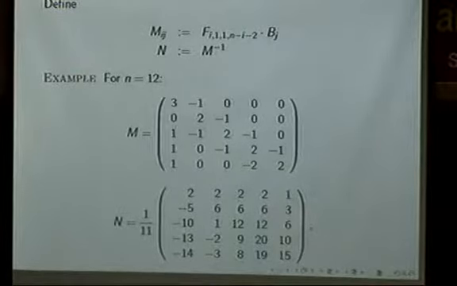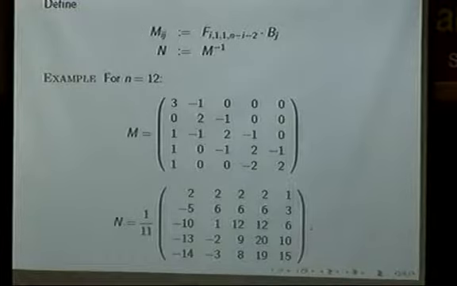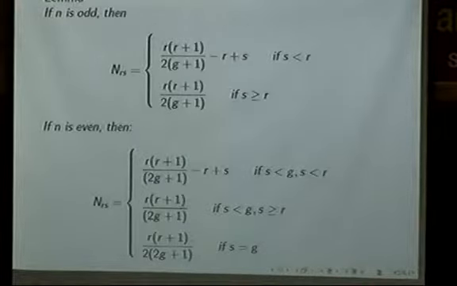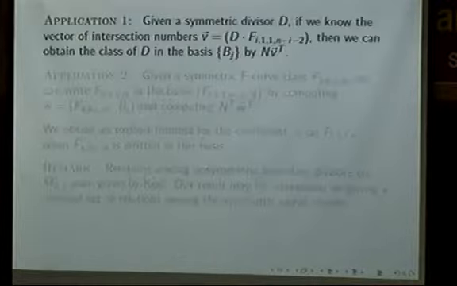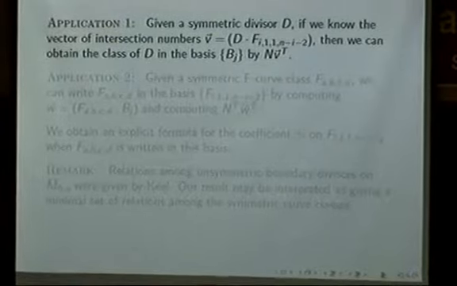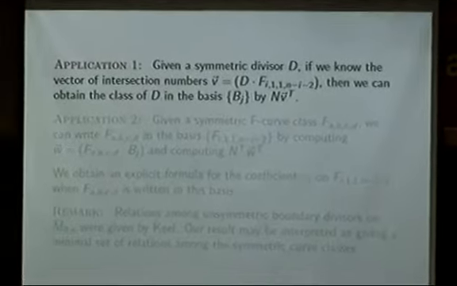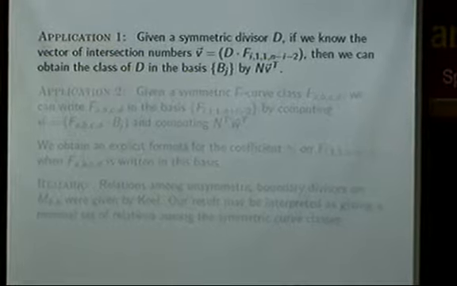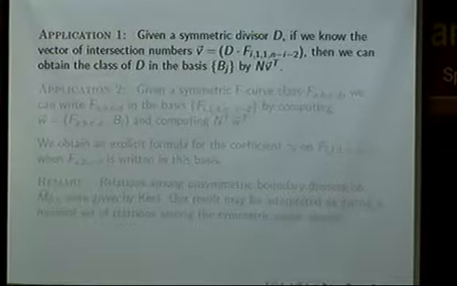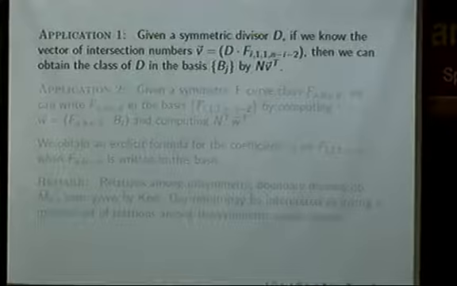All right, well, what our group managed to do, we found a closed formula for this matrix N. Okay, I'll show it to you, but again, all I really have to say about it is that it's piecewise linear, and we found it. Here's why that's useful. So the first application is, if you have a symmetric divisor, and if you know its intersection numbers with the curves of the form F_i,1,1, then you can obtain its class in the usual basis of symmetric divisors just by an explicit matrix multiplication. Of course, in terms of pure linear algebra, everyone always knew you could do this, and the point is we have the explicit formulas for it now.